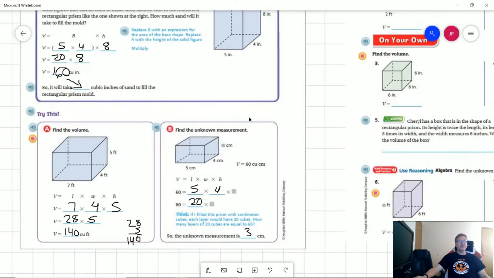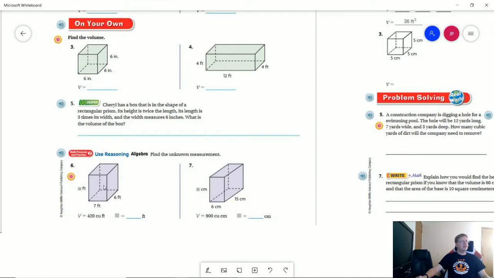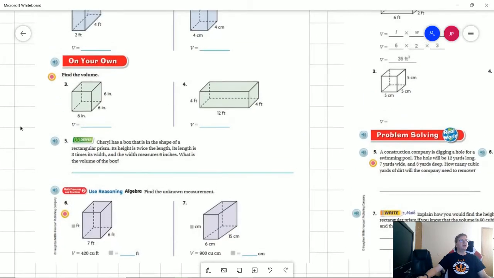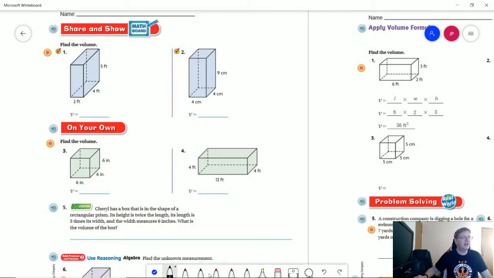All right, let's go on to our share and show and on your own problems. I'm probably not going to spend as much time with these. I'll talk through how to get them and we'll find them really quick, but I'm not going to take a lot of time explaining things on this page. So I want you to take a look at these, pause the video if you need to. Those of you that are familiar with our last lesson, this one should be coming back to you really quickly because we did that in our previous lesson. So pause the video if you need to, and when you're ready, hit play.